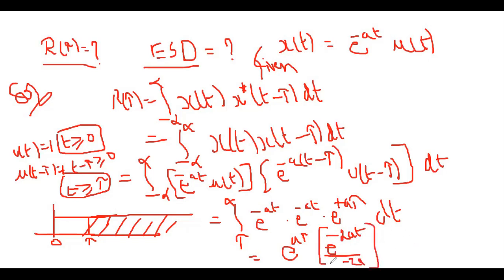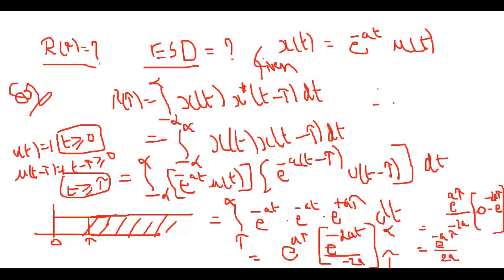and with the limits of infinity and tau, that is equal to e power a tau by the minus 2a. When I substitute the upper limit, e power minus infinity is 0. For the lower limit, if I substitute, minus e power minus 2a tau. With the minus and minus, it becomes plus, e power a tau and e power minus 2a tau. You get e power minus a tau by 2a.